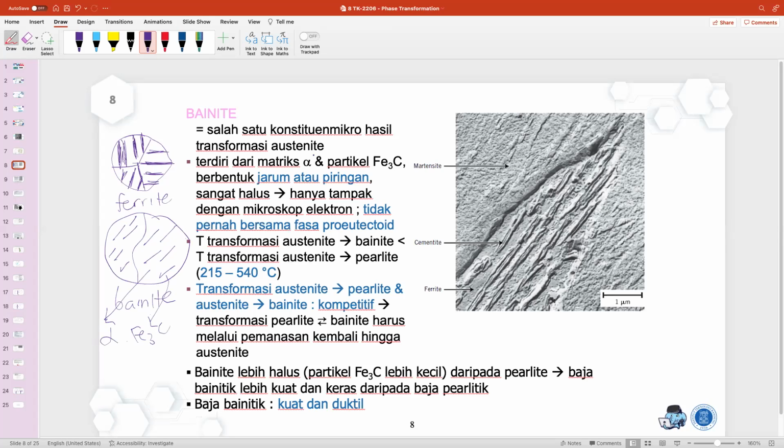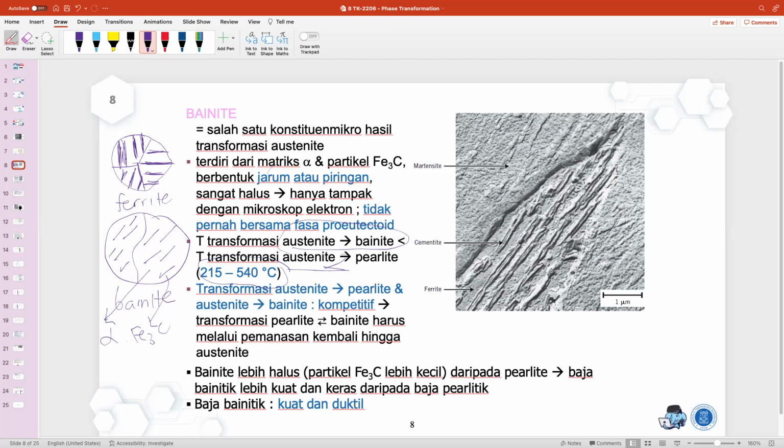Okay, so it is based on an alpha matrix and particles of cementite, and it looks like needles, jarum, or plates, piringan. It's very fine, sangat halus, only seen with an electron microscope, and it only happens at the eutectoid composition. The transformation of austenite to bainite is around 250 degrees Celsius to 540 degrees Celsius.